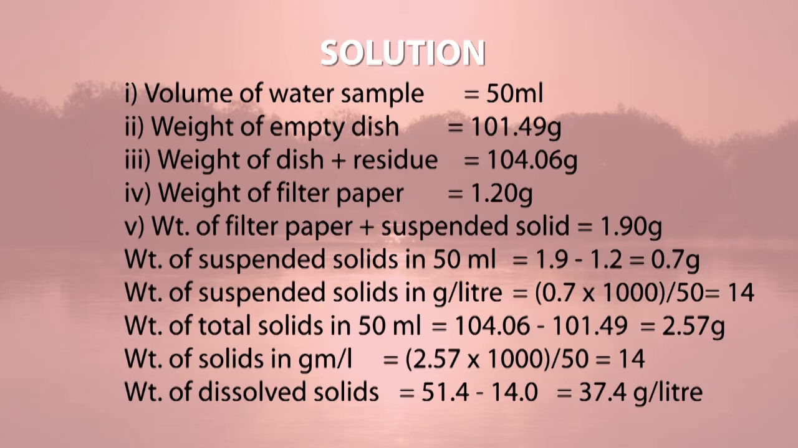Weight of total solid in 50 ml is equal to 104.06 minus 101.49 is equal to 2.57 gram. Weight of solid in gram per liter is equal to 2.57 into 1000 divided by 50 is equal to 51.4. Weight of dissolved solid is equal to 51.4 minus 14 is equal to 37.4 gram per liter.